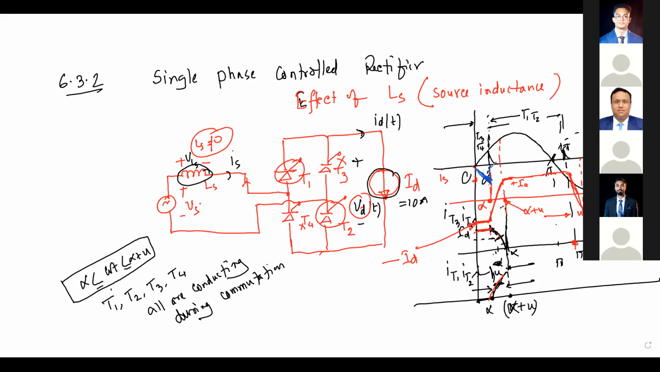And then when all the thyristors will be conducting, what should be the output voltage, particularly if these two thyristors are conducting, this path is shorted, then what should be your VT? 0 volt.